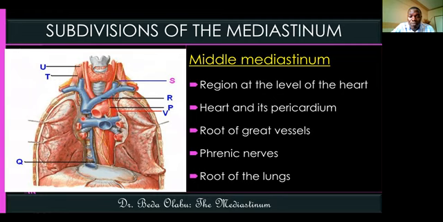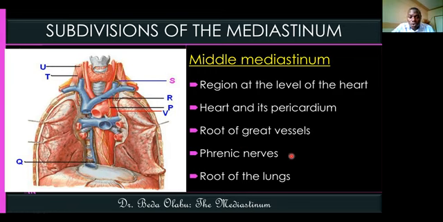So it will contain the pulmonary arteries, the left one for the left lung and the right one for the right lung. It will also contain the principal bronchi. It will contain the bronchial arteries that go to each lung. So like here, this is the root of the left lung. This is the root of the right lung.